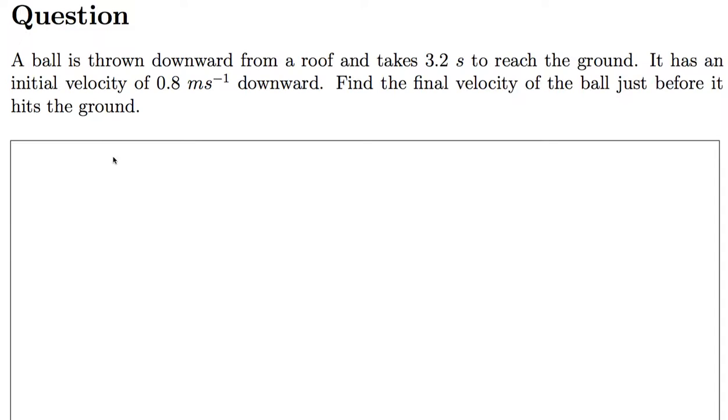So first thing I'm going to do is try to draw a little guy on a roof, and with his very long arm he's going to throw a ball downward. He's throwing it down off the roof, and we know that the time taken to reach the ground is 3.2 seconds. So the first thing we do is draw a diagram.